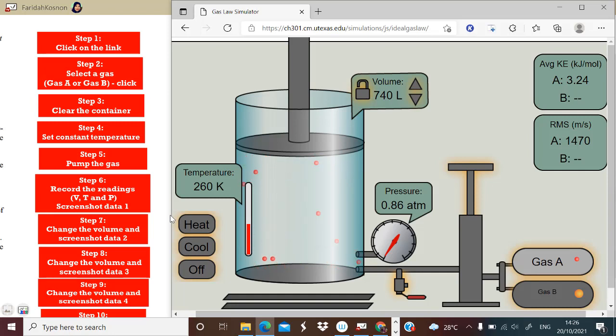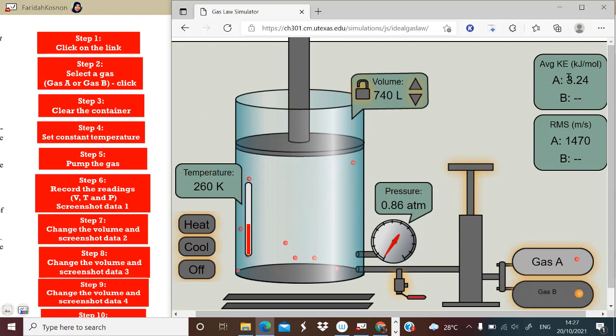So now the pressure become 0.86 atm. Jadi nampak dah macam betul lah dengan kita punya teori tu kan. Teori Boyle's law tu. Okay. Dan seterusnya. Untuk the next reading, data 3, data 4 and data 5, you akan lakukan perkara yang sama.